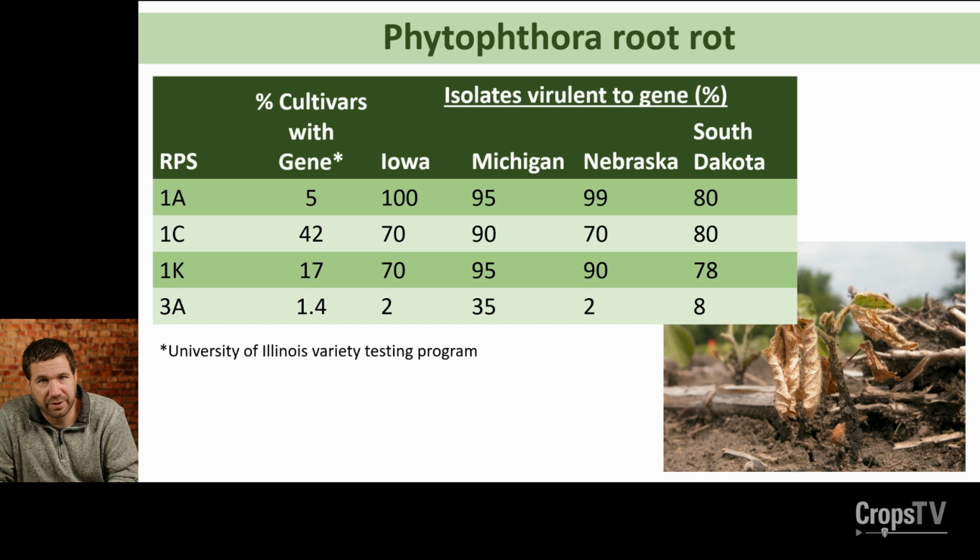So 1C is very similar, and 1K, very similar stories, where at least 70% of the isolates were able to cause disease on the 1C and 1K. The 3A still has some effectiveness, and so only 2% of the isolates in Iowa and Nebraska could cause disease on the 3A, 8% in South Dakota, and 35% in Michigan. So there's a little bit of a bump in that Michigan one, but it's still way lower than the other 3 RPS genes.